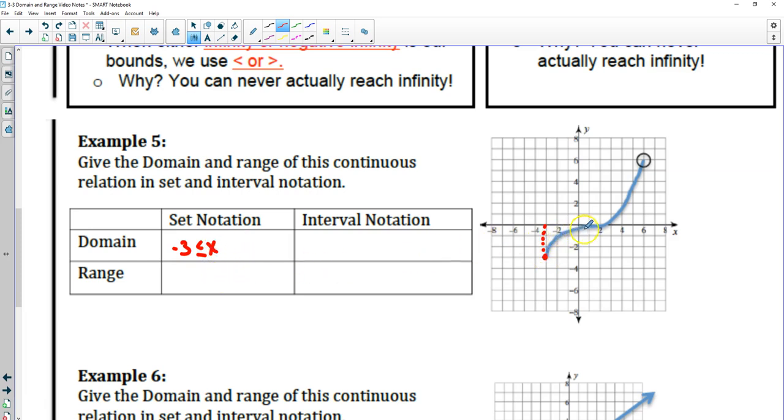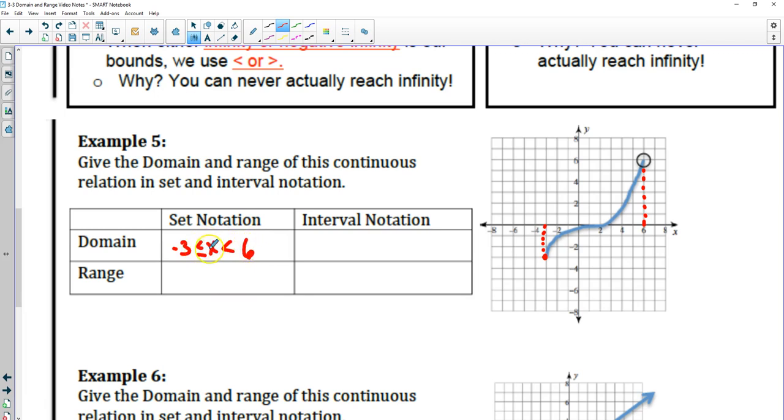This thing continues on until we get to this 6, the very last point of the function. Notice though that we have this open circle here. That, just like back in Unit 1 and 2, tells us that the 6 is not actually included in this function. It's merely a boundary. It's the end. So it stops right before you get to the 6. So this is where we would put just a less than 6. So x is between -3 and 6.